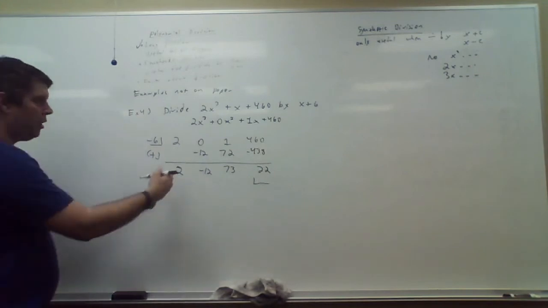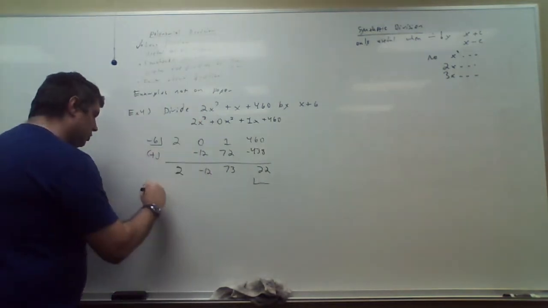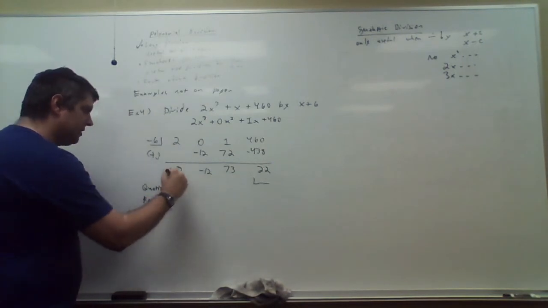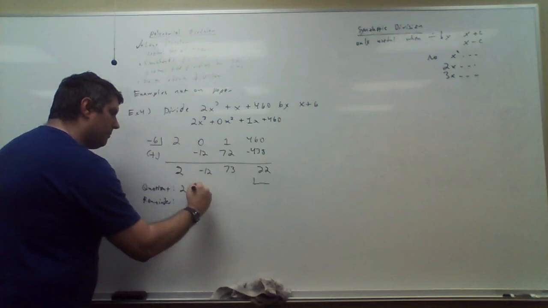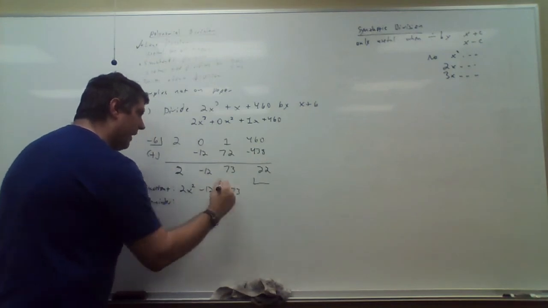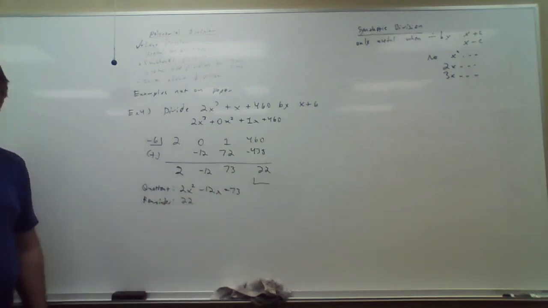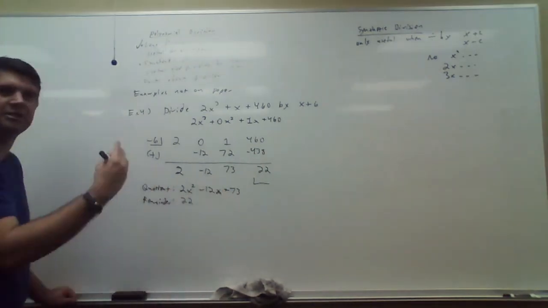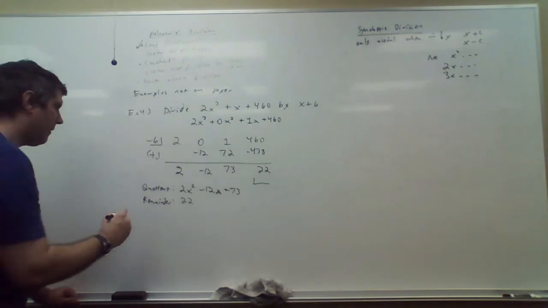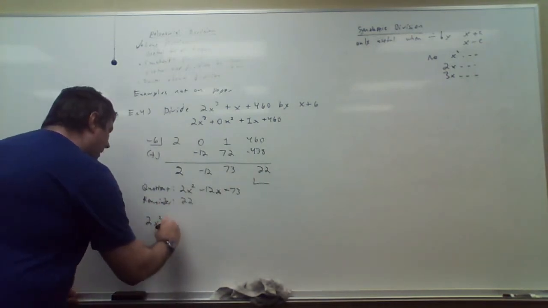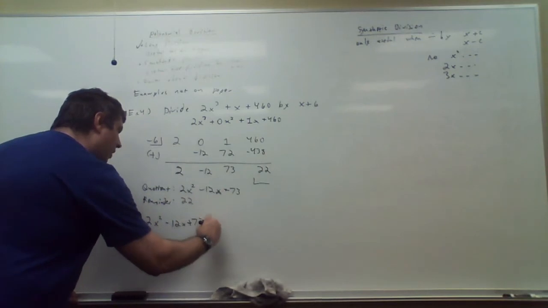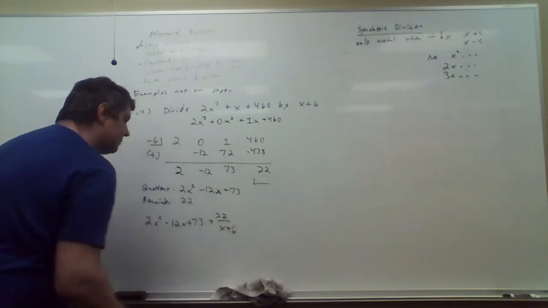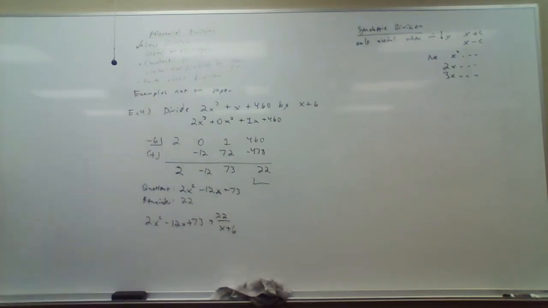Okay? So my quotient is, quotient, remainder. Okay, quotient is 2x squared minus 12x plus 73. My remainder is 22. Okay, so a common way that this would be written in some textbooks and programs would be 2x squared minus 12x plus 73 plus 22 over x plus 6. Okay?